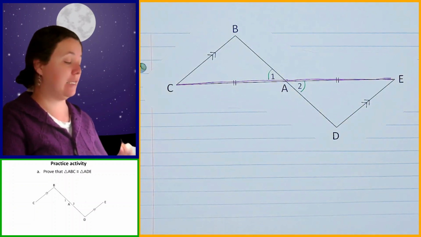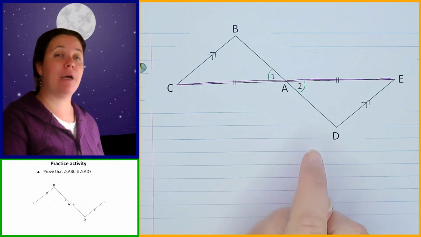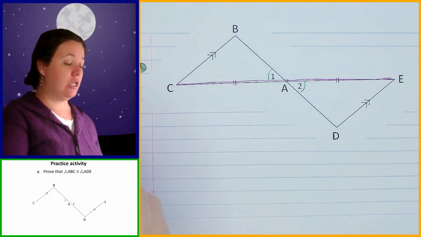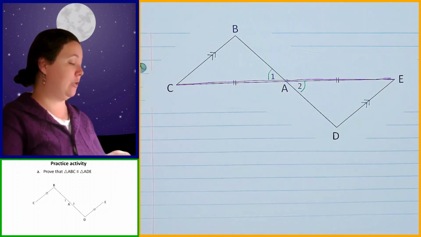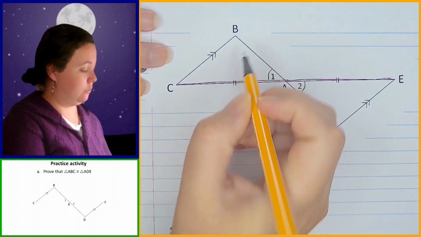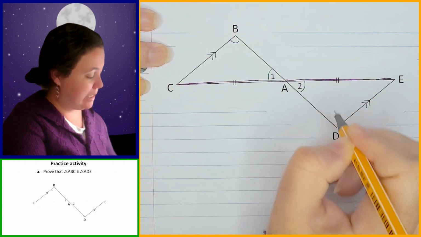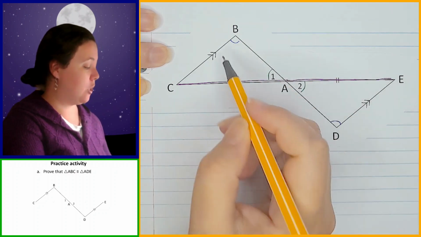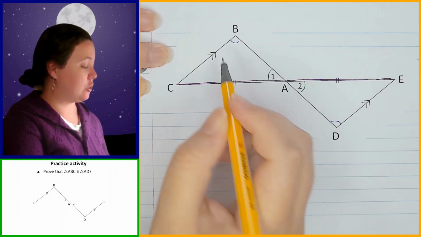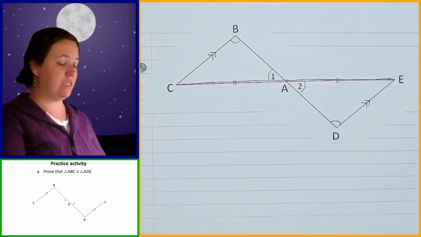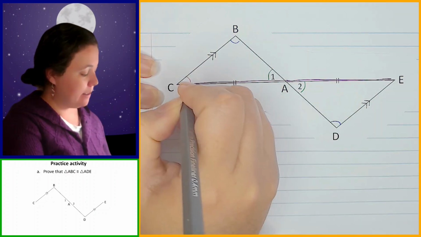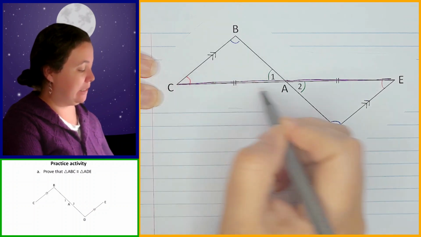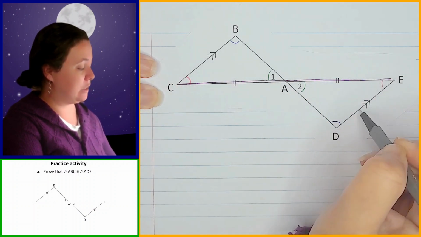I don't know that. However, because they're parallel, I can use what I know about angles with parallel lines. So I know that these two angles over here are going to be the same because they are alternate angles with these two lines parallel. So they're going to be equal. And I also know that these two angles over here are also equal to each other for the same reason. These two are alternate as well.